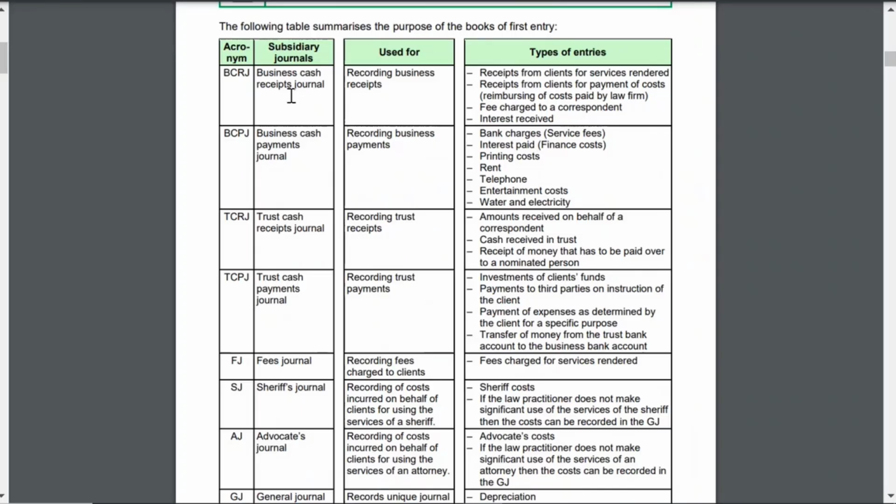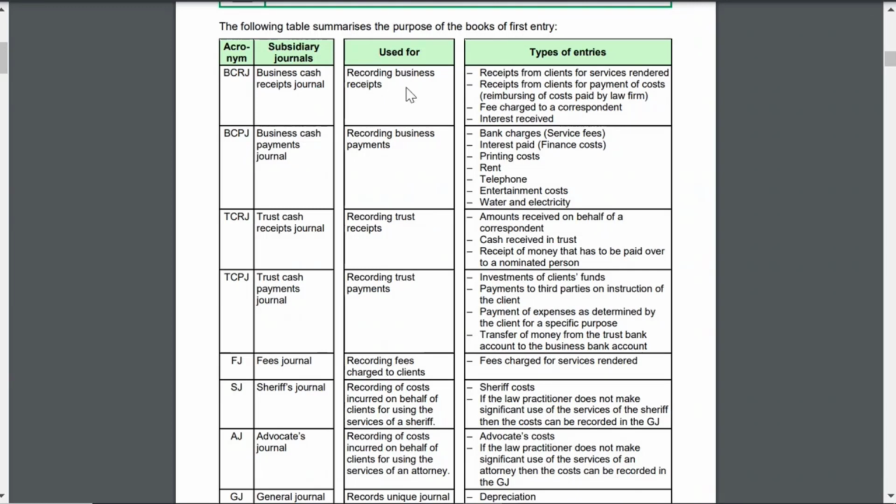Today I'll be doing Learning Unit 4 and 5. So basically Learning Unit 4 is all about the subsidiary journals. So today we're going to be doing subsidiary journals. There are about 8 of them. The first one is the Business Cash Receipt Journal.